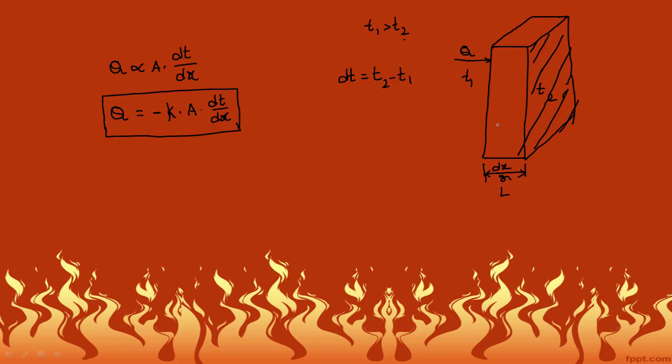Now, going further in detail, let us consider Q is equal to minus KA into (T2 minus T1) by dx or L. This can also be written as Q is equal to (T1 minus T2) divided by L by KA. This L by KA, we call it the thermal resistance due to conduction.